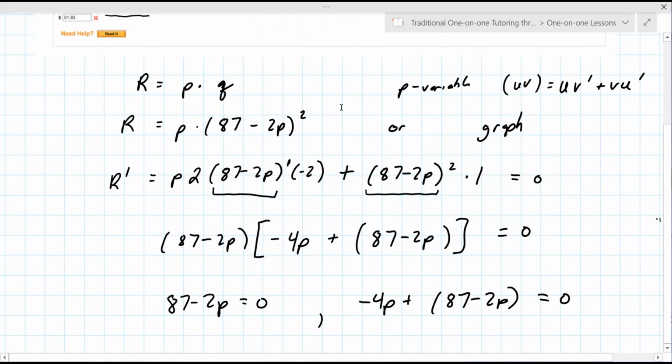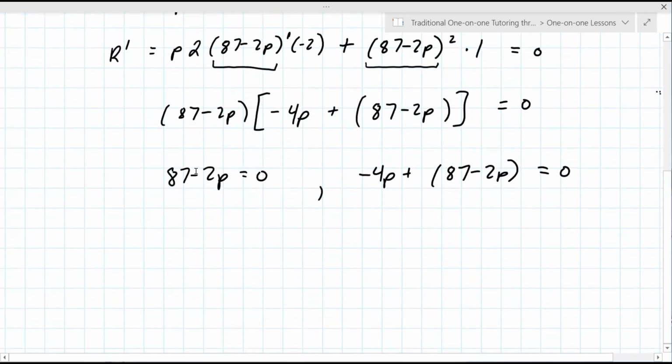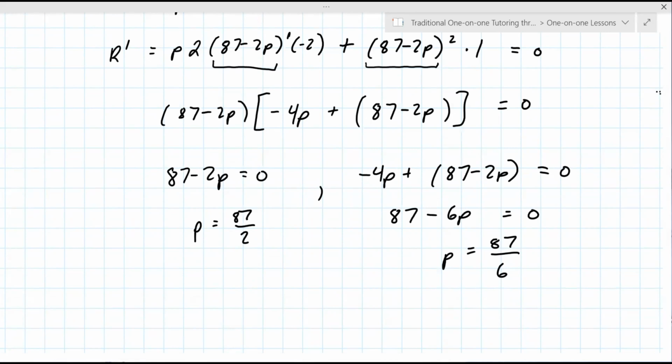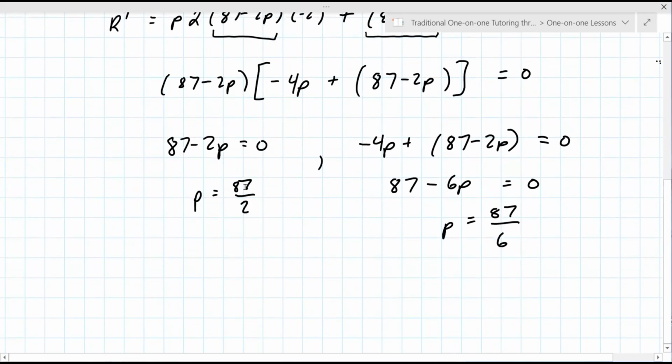Okay. So I actually have more to do here. On the left, when you're solving this one, P equals 87 over 2. And here it's 87 minus 6P equals 0, so P equals 87 over 6. One of these is right, because of the domain. From here, I don't know which to take. How do we want to do this?